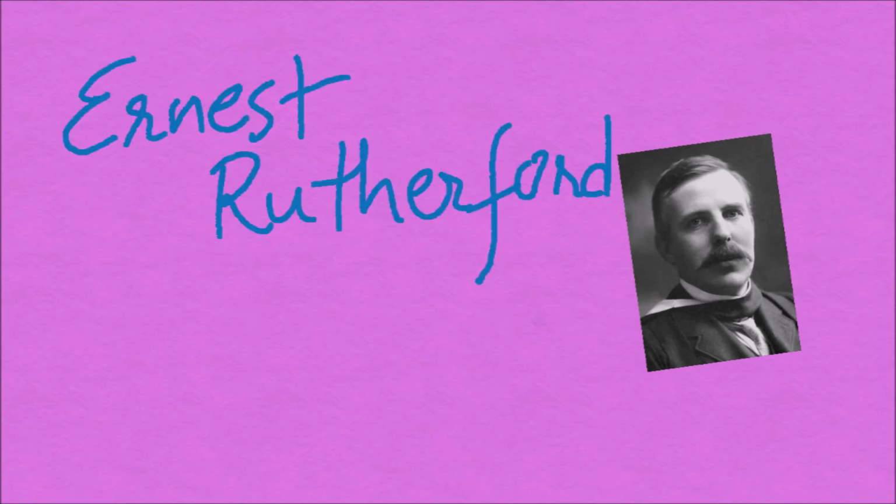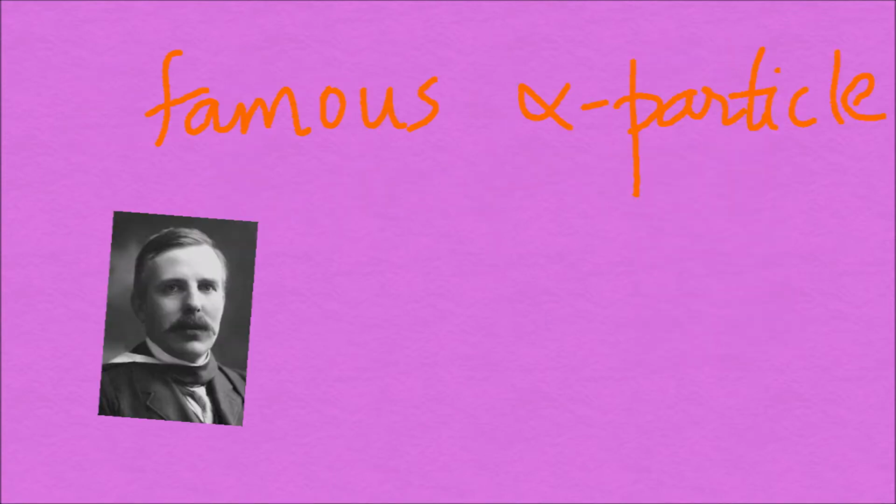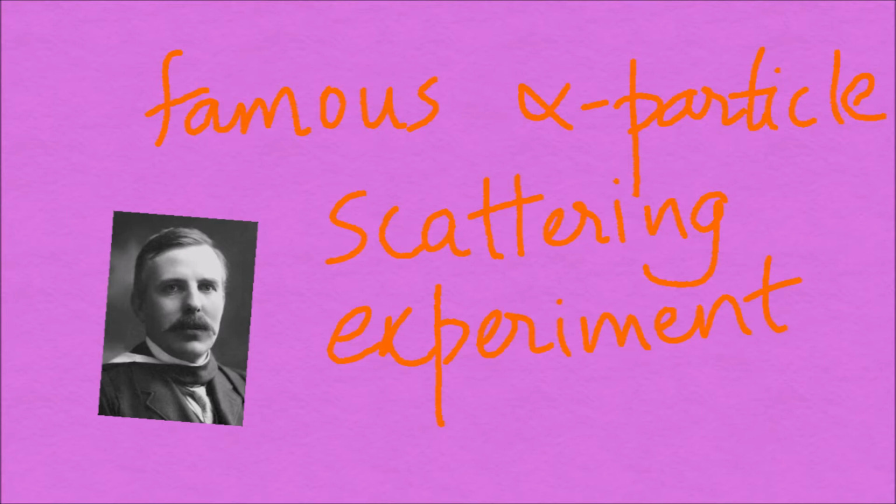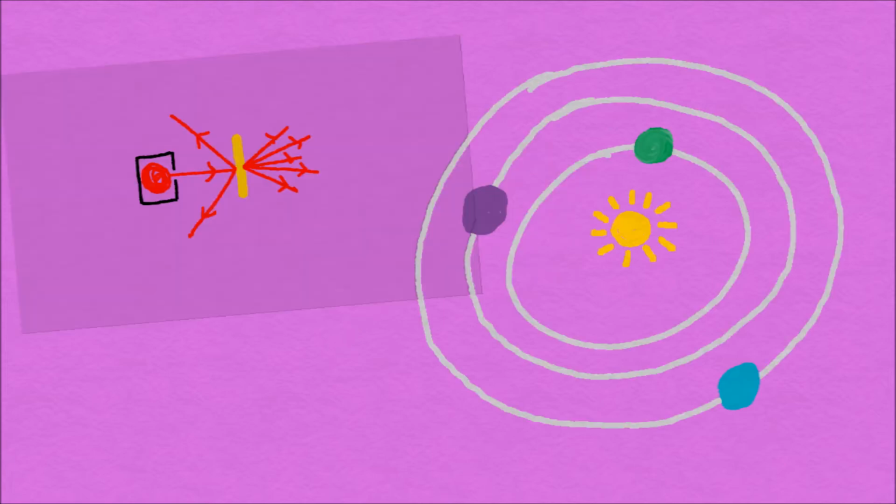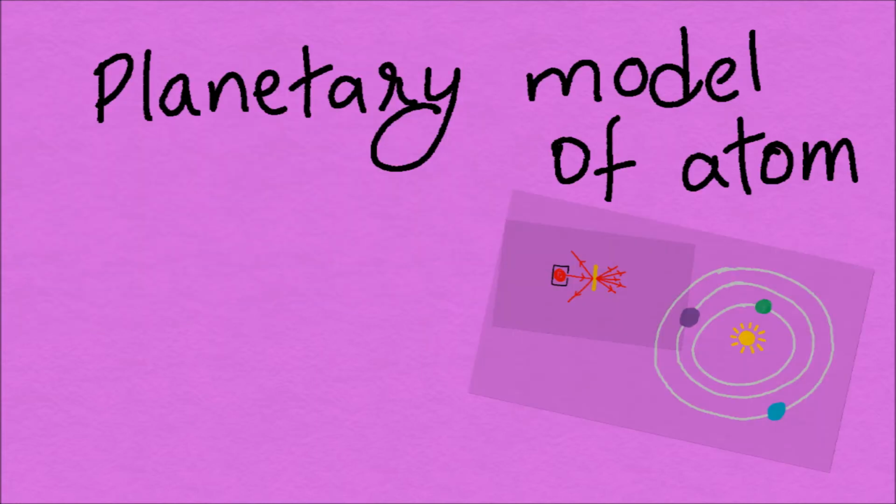Then a New Zealand-born British physicist, Ernest Rutherford, proposed his model of atom in 1911. He and his students performed the famous alpha particle scattering experiment, in which they bombarded alpha particles on a thin gold foil. They observed that many alpha particles passed through the foil without being deflected, but some of them deflected through large angles. In order to explain this, and inspired by the orbital motion of planets around the Sun, he proposed his planetary model of atom. The atom consists of electrons orbiting around a positively charged massive center, the nucleus.